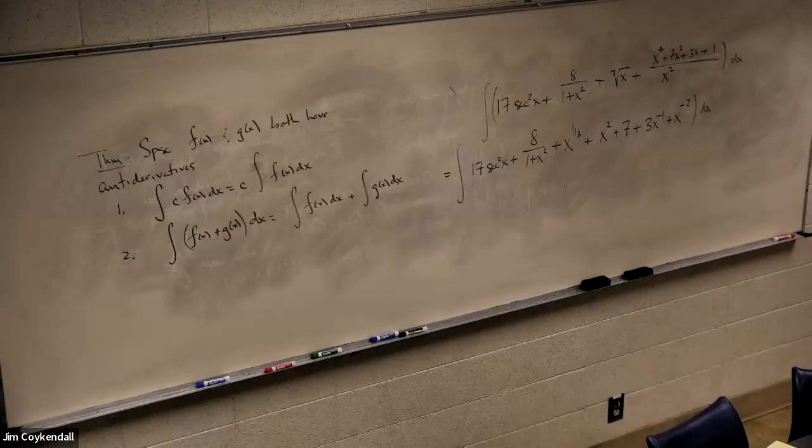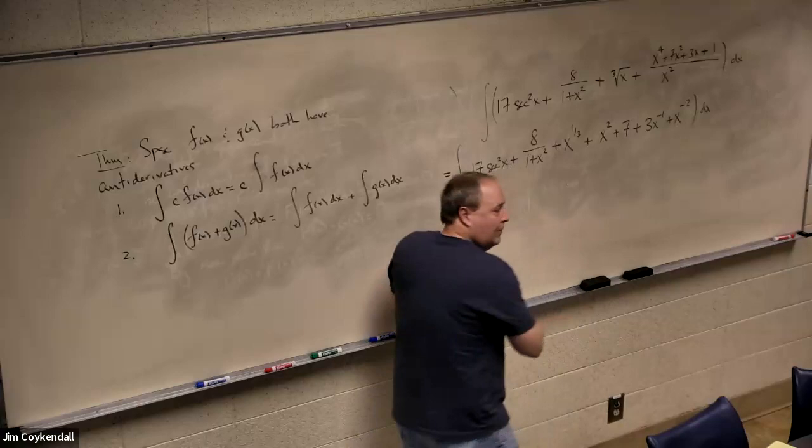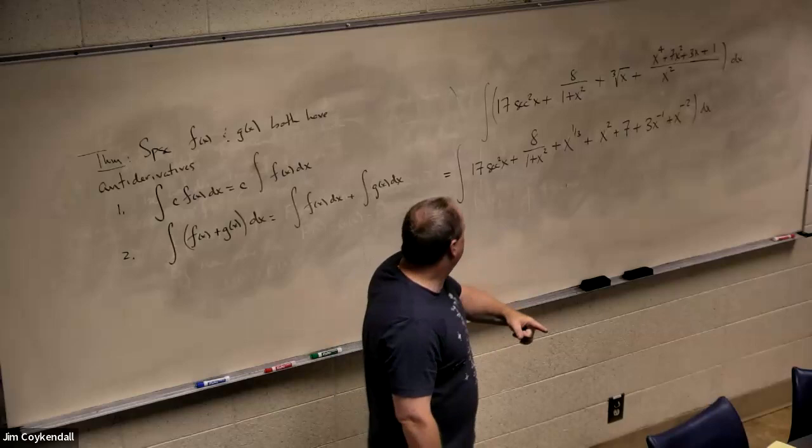And now I see seven things up there, and I can do all their antiderivative things. Somebody remind me, what's the antiderivative of secant squared? Tangent, and there's a 7.